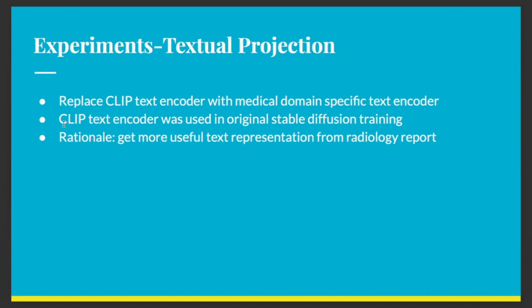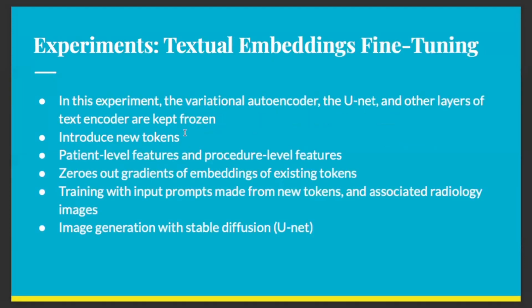The clip text encoder was the encoder used in the original Stable Diffusion training. Another experiment was fine-tuning the textual embedding, which is separate from the textual encoding. In this experiment, the variational autoencoder mentioned previously, the UNet, and other components and layers of the text encoder are kept frozen, kept in the original Stable Diffusion settings.